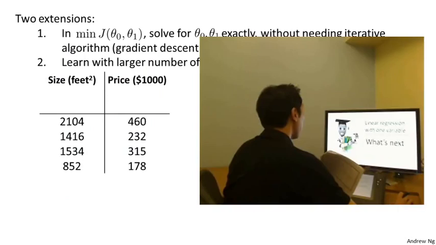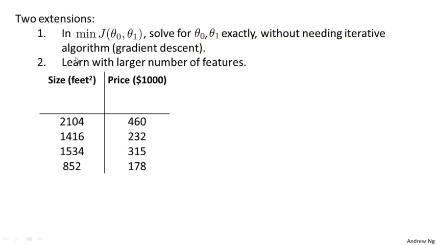Concretely, here they are. First, it turns out that in order to solve this minimization problem, there's an algorithm for solving for theta 0 and theta 1 exactly, without needing an iterative algorithm like gradient descent that we had to iterate multiple times over. There are advantages and disadvantages of this algorithm that lets you just solve for theta 0 and theta 1 basically in one shot. One advantage is that there's no longer a learning rate alpha that you need to worry about and set, so it can be much faster for some problems. We'll talk about its advantages and disadvantages later.